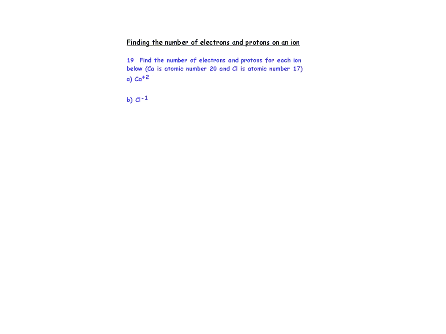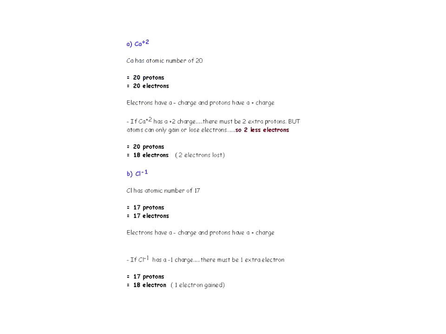Okay, now here's a question that has to do with finding the number of electrons or protons on an ion. It's hard to say that. On an ion. Okay, so find the number of electrons and protons for each ion below. So if we're given that calcium has an atomic number of 20 and chlorine has an atomic number of 17. So we'll try calcium first of all. Okay, so how many electrons and protons are we going to have when we have this ion here? So let's check that out.